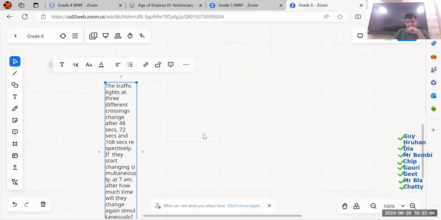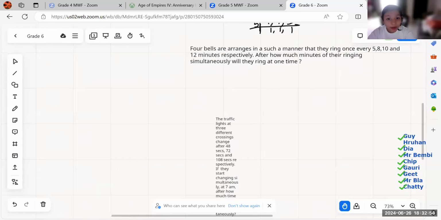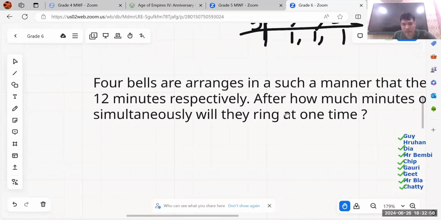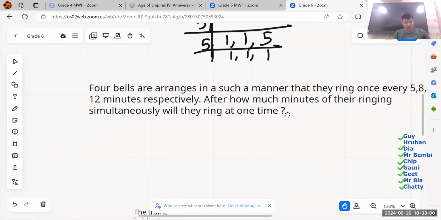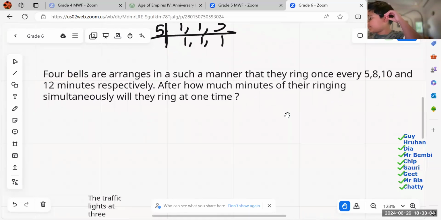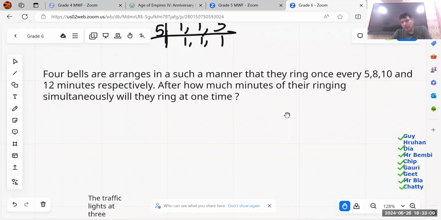Wait, guys. Where is the question first of all? Here it is. Wrong question. Rohan, what we have to do in this question? Sir, we have to find the LCM. And what is the LCM, Arora ji? Sir, the LCM is 600. No, beta. It is 120. Should I solve it? Yes, sir.